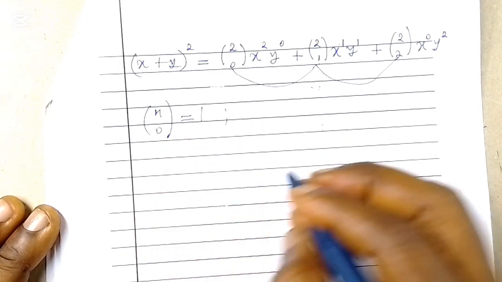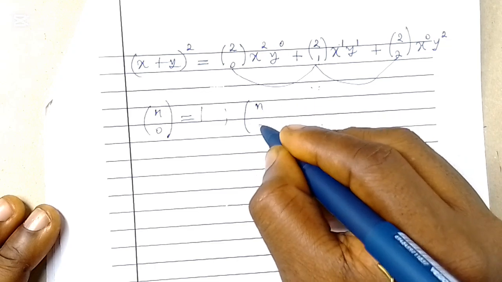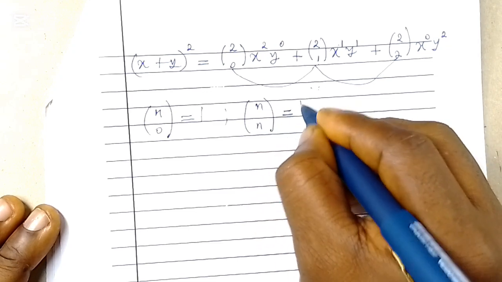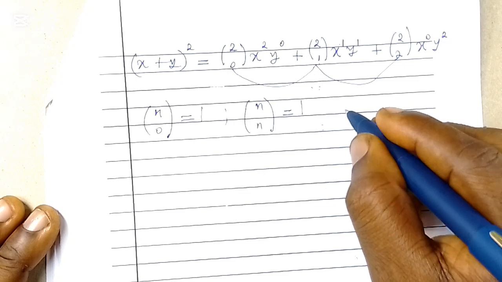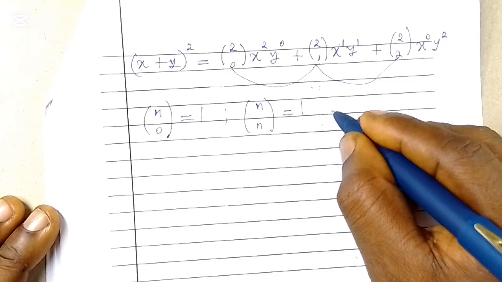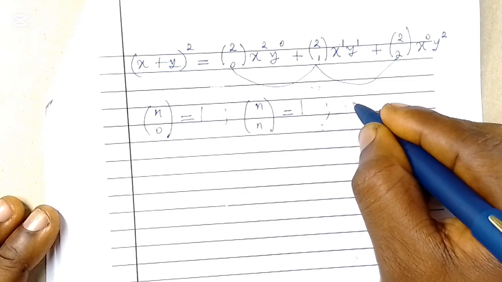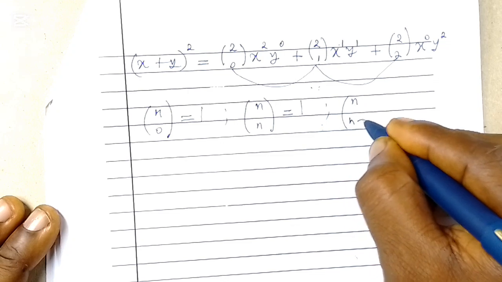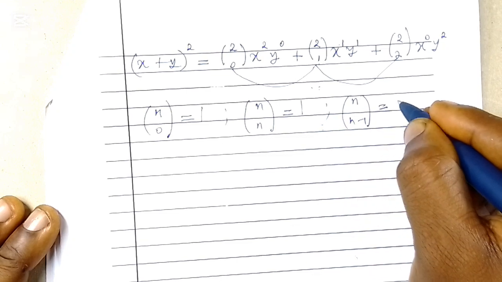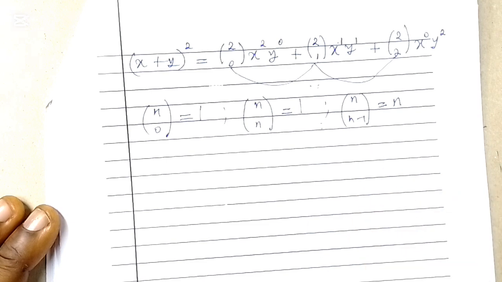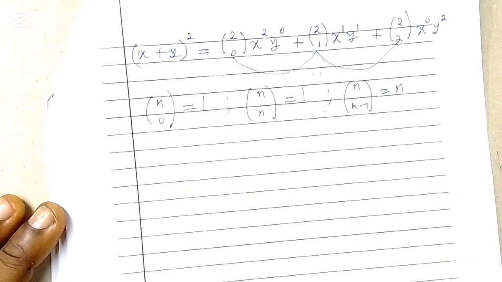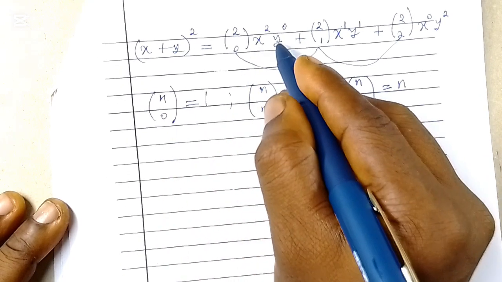Please take note of that. Anything combination itself is also 1. Okay? So, take note again that anything combination 1 short of itself would also give you that thing. So, n combination n minus 1 should give you n. Now, let's see why that is true before we come back to this problem.